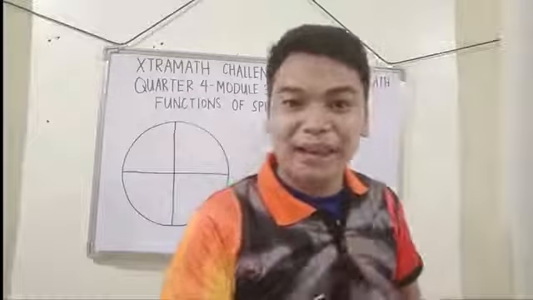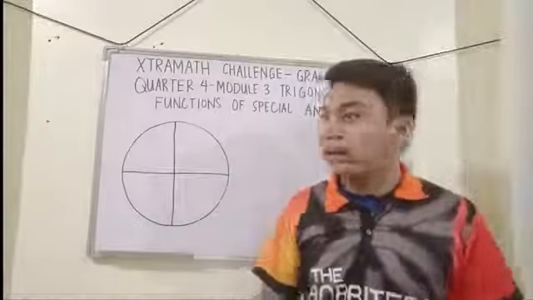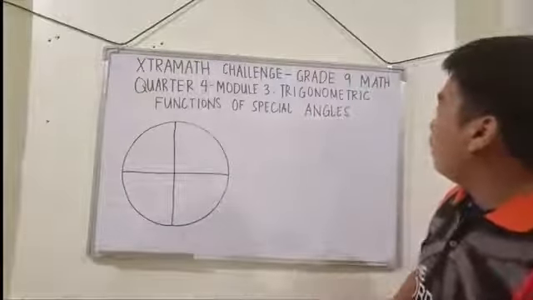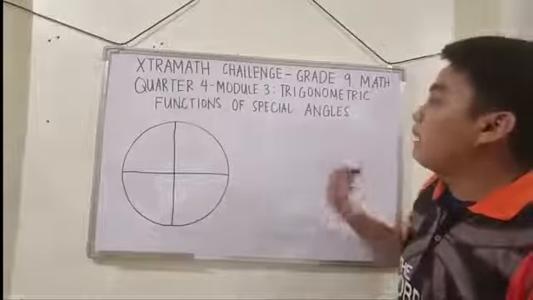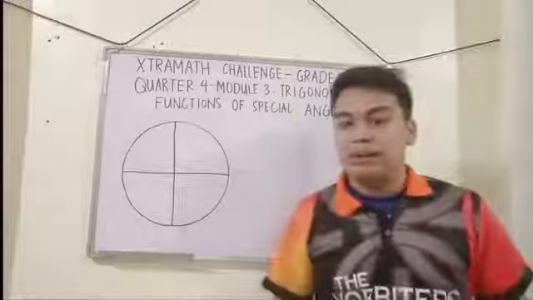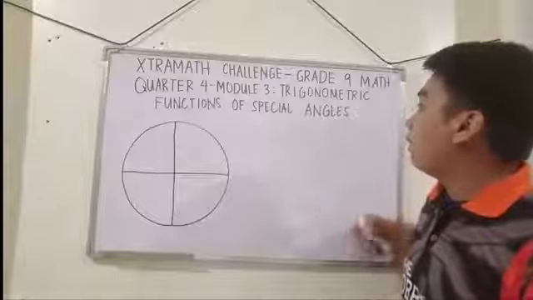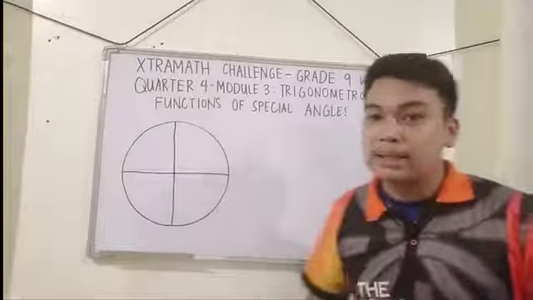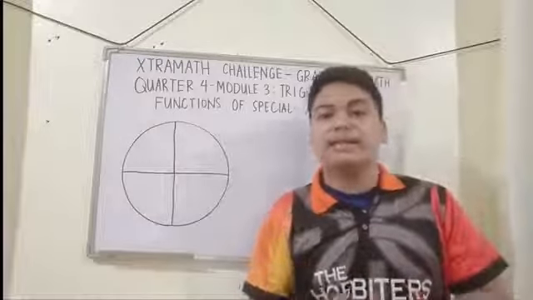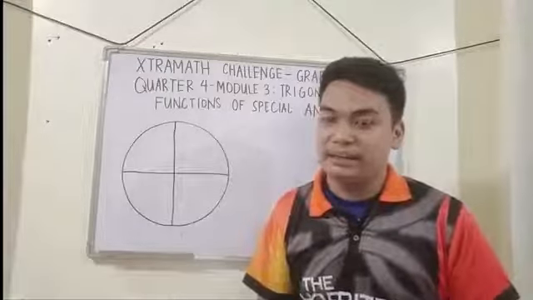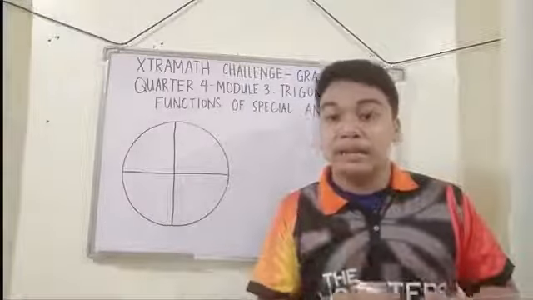This is Habiter Ralph, and for today, we are going to deal with this extra math challenge question. Our topic for today is all about Grade 9 Math, Quarter 4, Module 3, the trigonometric functions of special angles. Specifically, the trigonometric functions of the special angles 0 degrees, 30 degrees, 45 degrees, 60 degrees, and 90 degrees. So, how are we going to find those values without using a calculator?